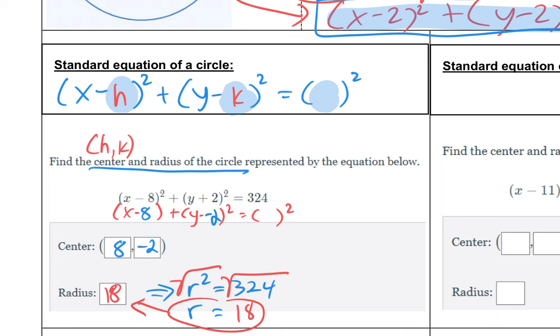Okay, so that's the key. They're going to give you the radius squared, which is 324, and to get from the radius squared to the radius, we have to take the square root of both sides. So we're going to take the square root. That's how we pronounce it. Take the square root of both sides.